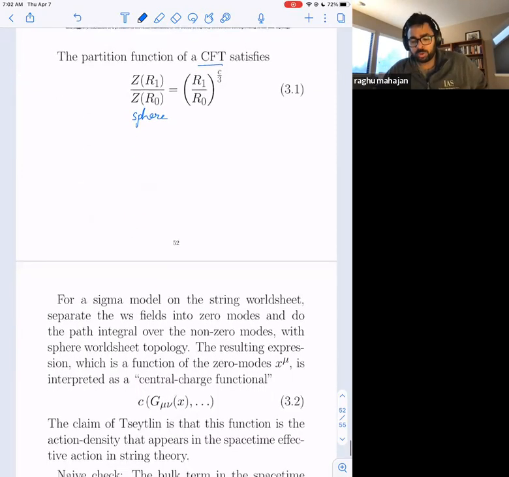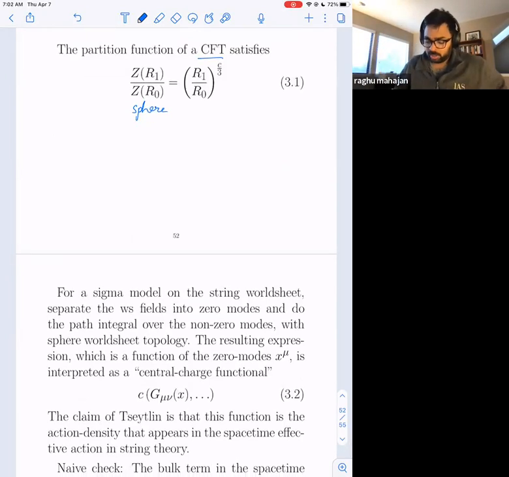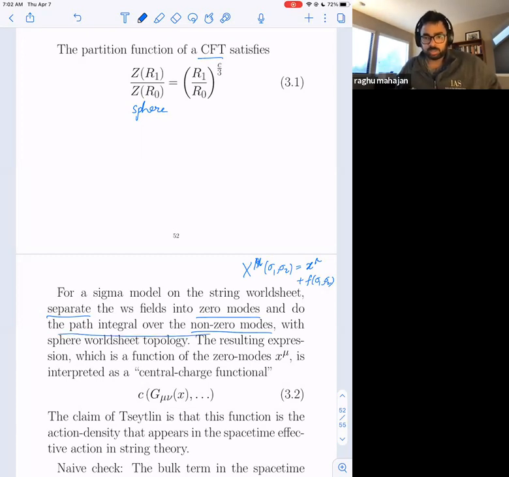So what Cyclin wants to do is now take the string sigma model, separate the worldsheet fields into 0 modes and non-zero modes. So 0 mode means x mu, which is independent of sigma 1 and sigma 2. So you write x mu of sigma 1, sigma 2 as a 0 mode plus a function of sigma 1, sigma 2. And he says, do the integral over the non-zero modes. So keep the 0 modes fixed, do the integral over the non-zero modes on the sphere. So you get a function of the 0 modes, right? Because the 0 modes were fixed.